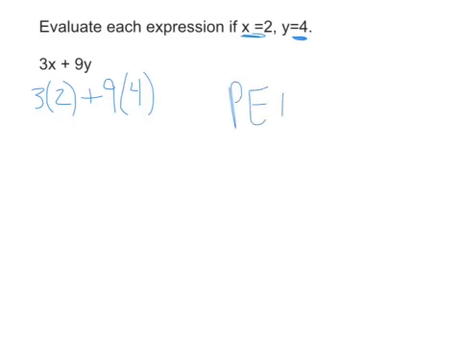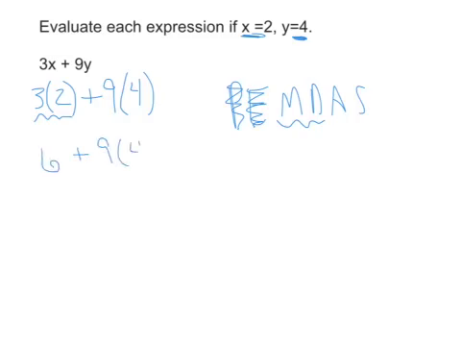So I'm going to come over here, I'm going to write down our PEMDAS, and we're just going to go in order. So P is parentheses, which we have parentheses, but these are single numbers, so nothing to do there. E is exponents. We don't have any exponents. Multiplication and division are left to right, and we do have that. So we have 3 times 2, which would give us 6. I'm going to bring down the plus 9 times 4.